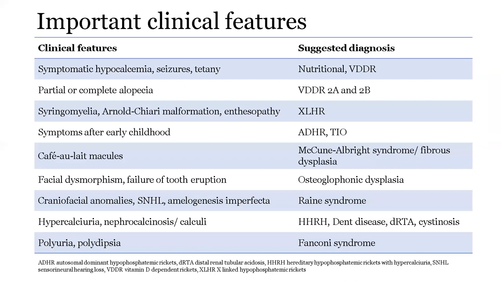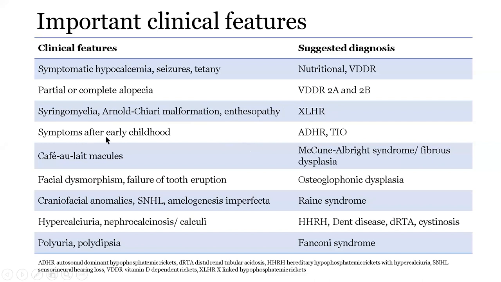Coming to important clinical features, now that we have discussed various forms of rickets, we can categorize that when there are symptomatic hypocalcemic seizures or tetany, we must think of nutritional rickets or VDDR, because this is hypocalcemia. Alopecia typically occurs in VDDR type 2 because of VDR gene mutations we discussed. Syringomyelia, Chiari malformation, enthesopathies and also dental abscesses are an important part of X-linked hypophosphatemic rickets. Enthesopathies are generally in adults, whereas Chiari malformations or craniosynostosis can occur in children also.